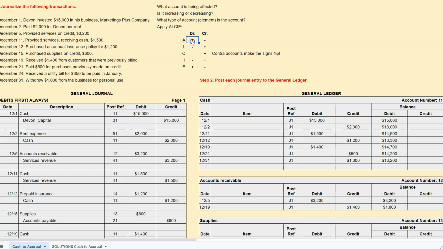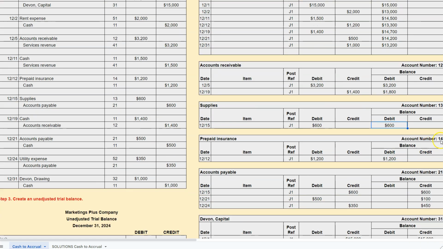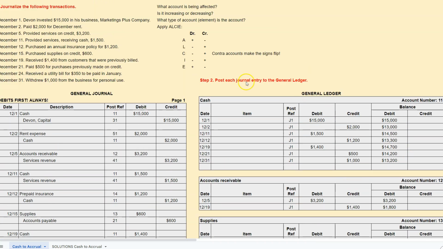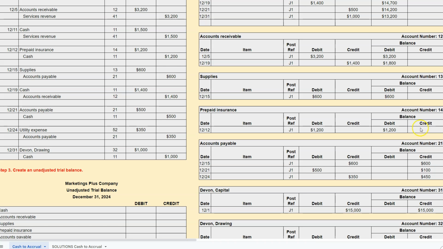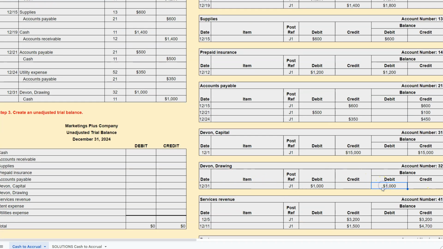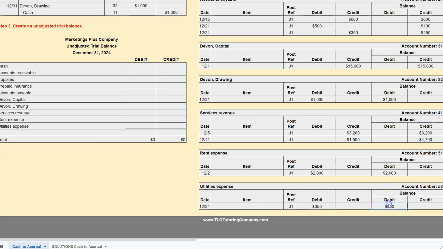Notice that assets increase with a debit. So for all of our assets, we should be seeing a debit balance. Remember, assets are the 1. Here we get to 2. So these are liabilities. Liabilities increase with a credit. So our liability accounts should have a credit balance, right? Capital increases with a credit. Drawing is a contra capital, so that one's special. Remember, the signs flip, so debit. Revenue income is credit, and then expenses are debit.